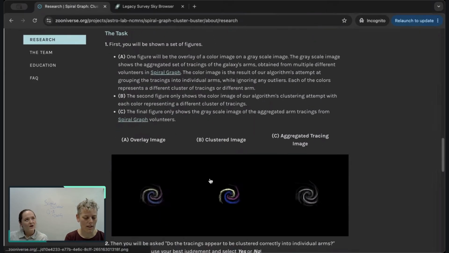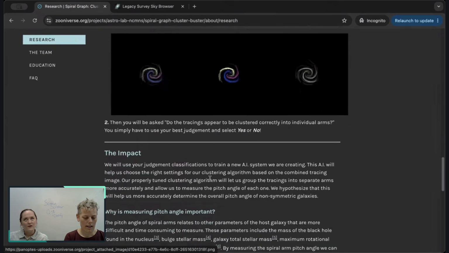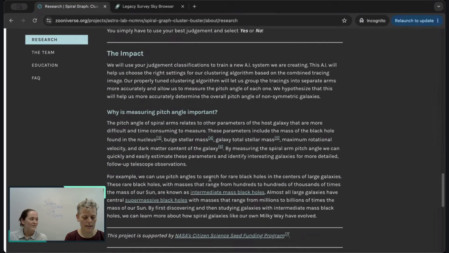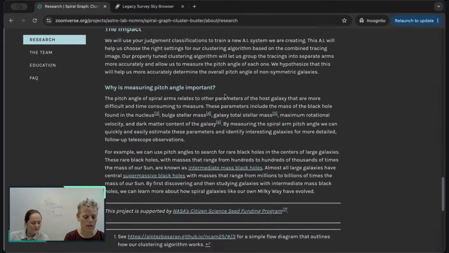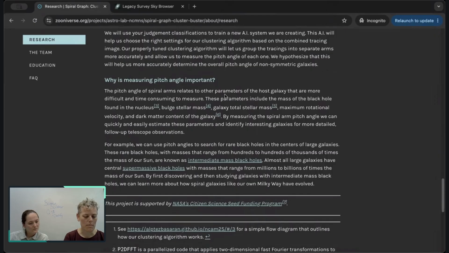Now you're exposing that I've deep dived and read some of their paper. So they do have a whole separate section called the impact, which was not up above where it said why it's important. So let's read this before you go into other sources. Okay, help us choose right settings. A properly tuned clustering algorithm will let us group the tracings into separate arms more accurately. To measure the pitch angle of each one, we hypothesize that this will help us more accurately determine the overall pitch angle of non-symmetric galaxies.